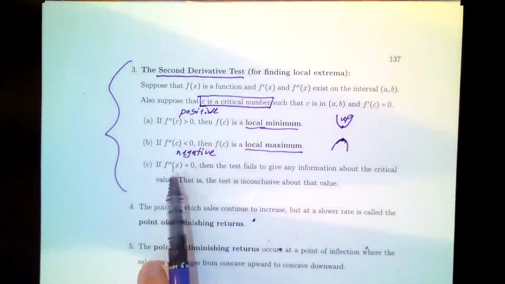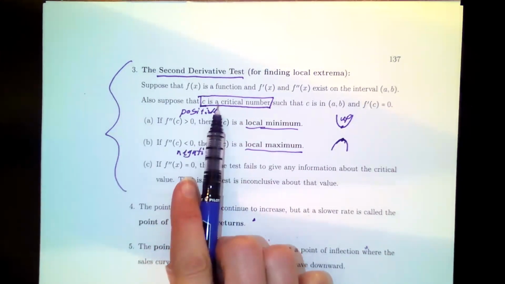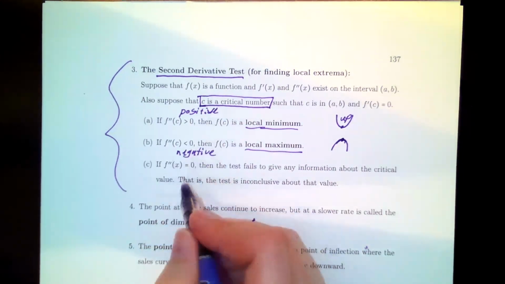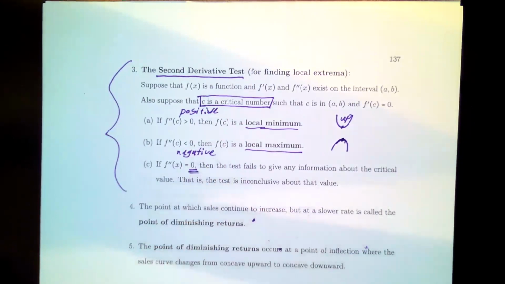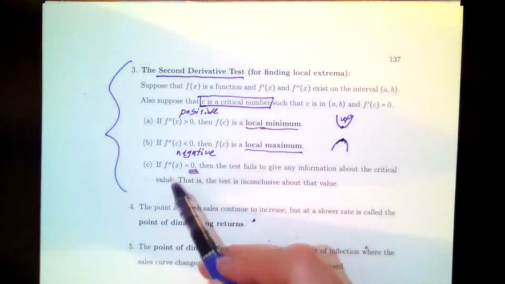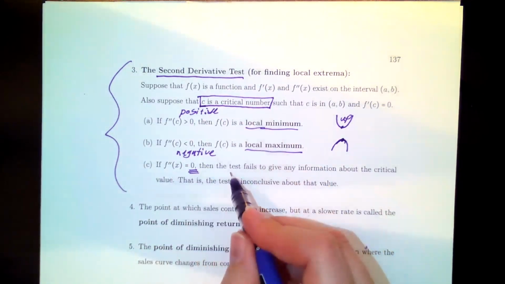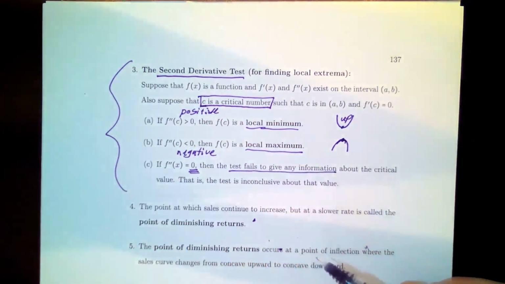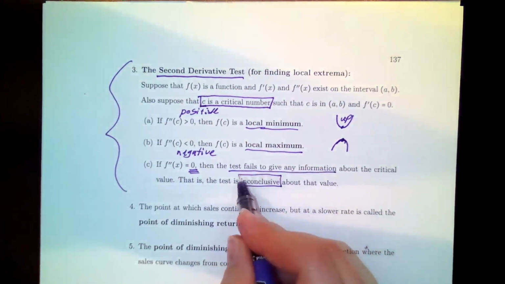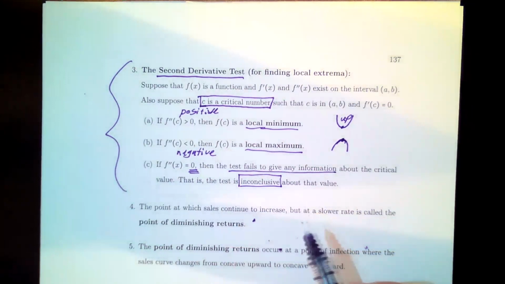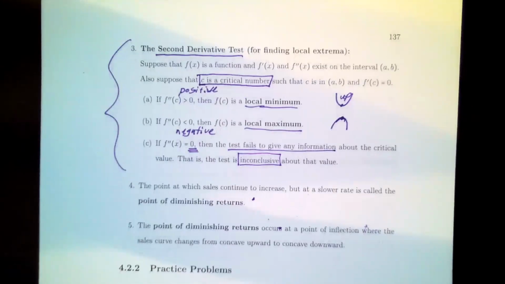On the other hand, sometimes you can take your critical number, plug it into the second derivative, and you get that it's equal to 0. So it's neither positive nor negative. If that ever happens, if you plug a critical number into the second derivative and get a 0, then we'd say the test is inconclusive. It fails to give me any information about it. So that is to say, we don't know what would happen there. We'll show when that comes up.